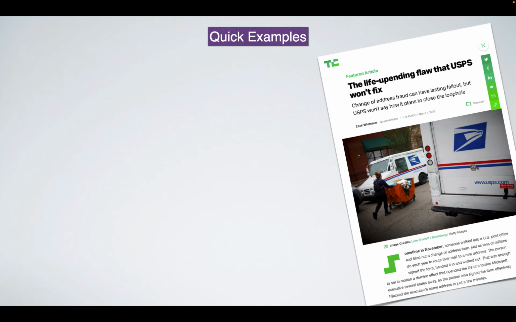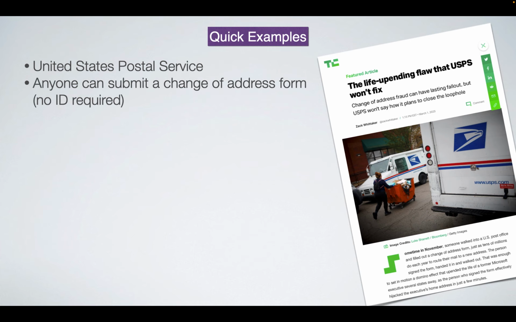This is another thing that I saw in the news just maybe a month ago. And so this has to do with, it's basically like SIM swapping, but it's for postal mail. USPS in the headline is the United States Postal Service. And so it says the life upending flaw that the United States Postal Service won't fix. And basically what it comes down to is that anybody can request a change of address. So let's say you move and you want all your mail forwarded from your old address to a new address, then you're able to submit that request, okay? And you don't have to show ID or anything like that. And there might be some variants, but anyways, this is true in enough locations that this attack is being used.